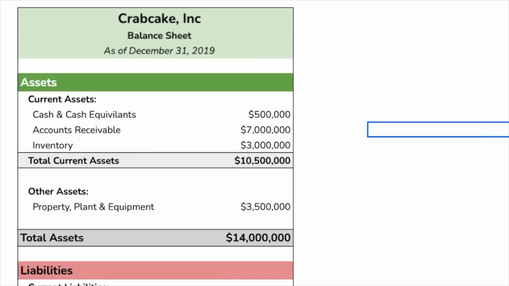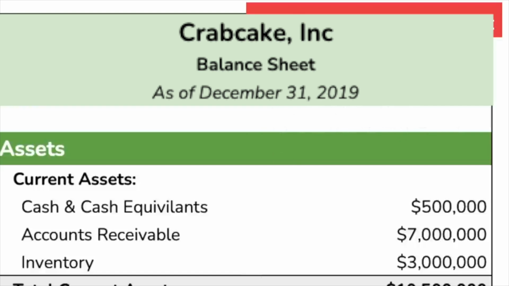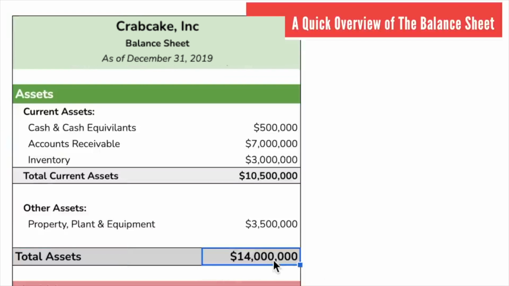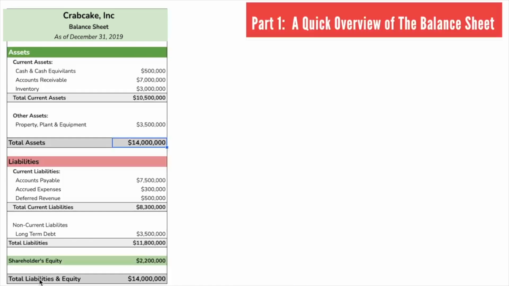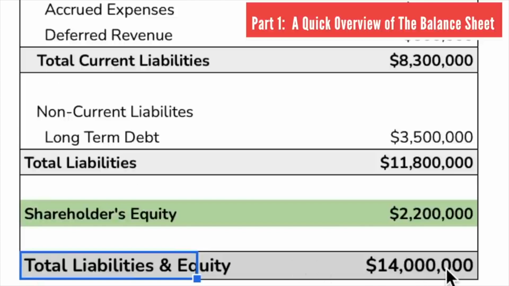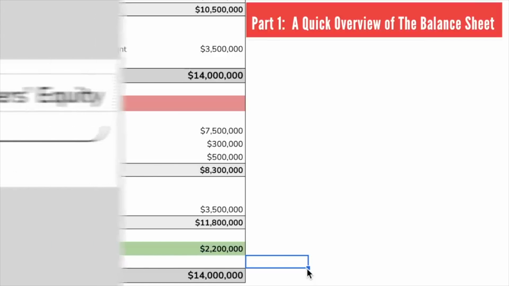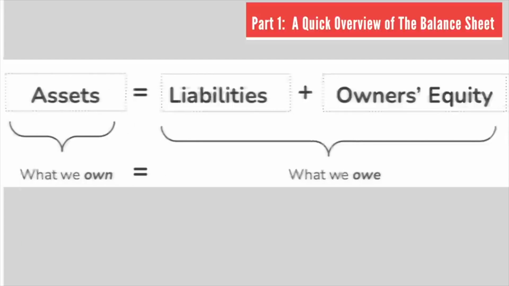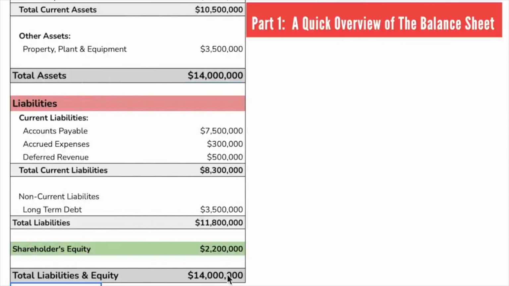All right, so diving into the balance sheet here, this is a balance sheet for a company called Crabcake Inc. And the basic structure of the balance sheet is as follows. Total assets, which is 40 million in this case, will always equal total liabilities and equity, which is saying that assets equals liabilities plus owner's equity. Assets is what you own in the company. You will always equal what you owe, which is total liabilities and equities.